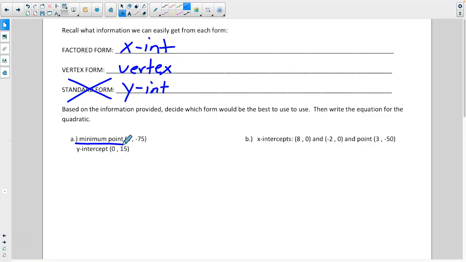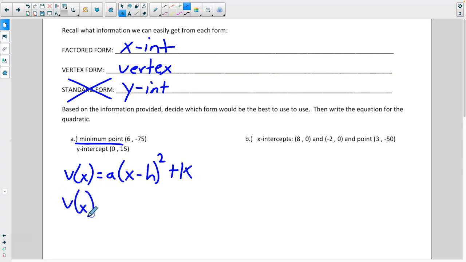So I'm just going to start writing this out. So I'm going to have v of x is equal to, and I'm just completing what is right here. So I'm going to jot that down. So I got a, then I got x minus h squared plus k. So now I'll fill in what I know. This is why I say it's plug in, plug in, plug in. So do I know what a is? No.